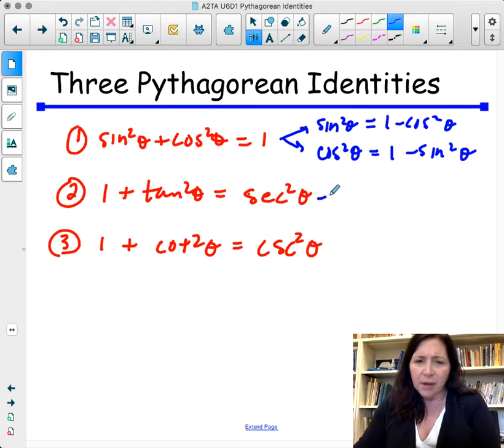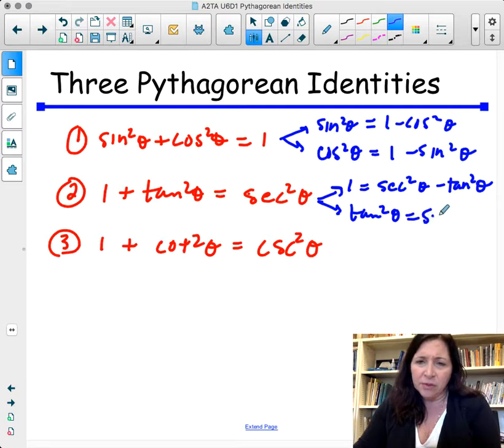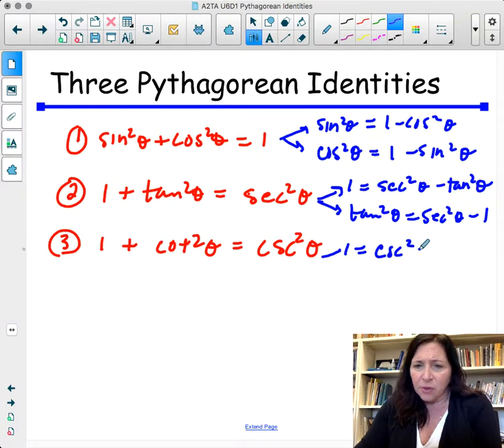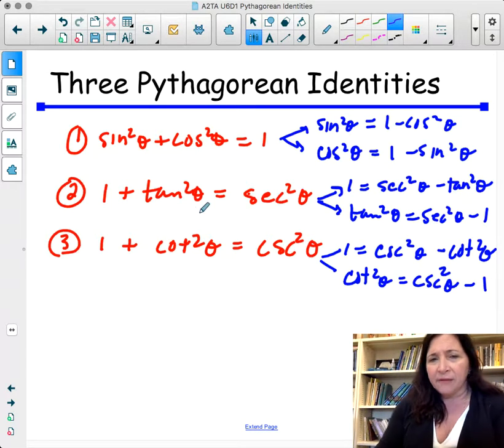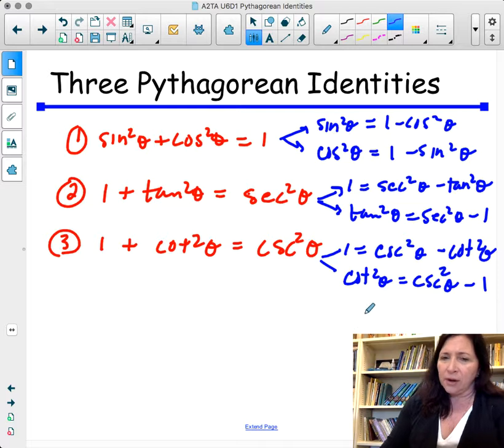Likewise, with the second one, I can isolate the 1, and I'd say 1 is equal to secant squared of theta minus tangent squared of theta. Or I can isolate the tangent, and I could say tangent squared of theta is equal to secant squared of theta minus 1. For this one right here, I could say 1 is equal to cosecant squared of theta minus cotangent squared of theta. Or I can say cotangent squared of theta is equal to cosecant squared of theta minus 1. So for each one of my Pythagorean identities, I have 2 more of those.